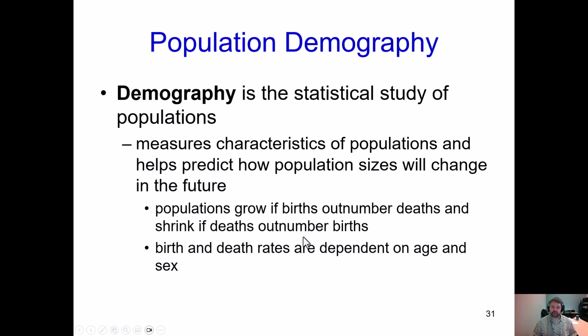That's pretty basic. But along with that, it gets to be a lot more complex, because we need to talk about, well, what role does sex play? What role does age play? And then even further than that, is there competition? Is there delayed maturity based on population size?